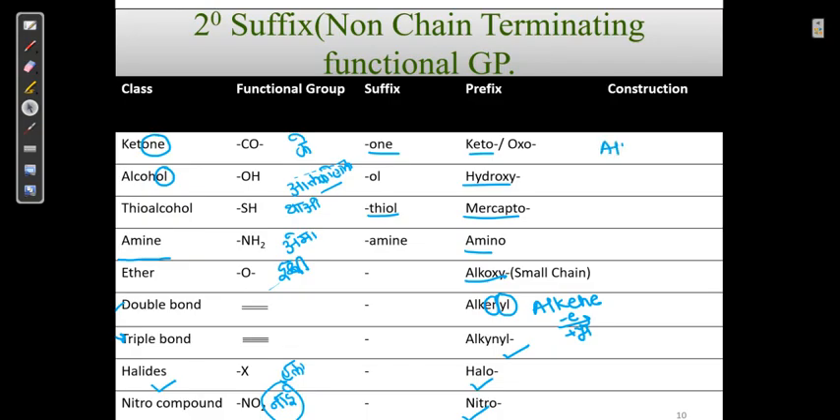Here I can say alkanone, remove E. Alkanol, remove E. Alkane, don't remove E, thiol, because only one is required. Remove E, alkanamine. Then here we do not write the number, and we have to remember it in the form of a sequence. Due to that I have told you this too. So later on when I give you the example, at that time I will give you one story. That story is very important for us.